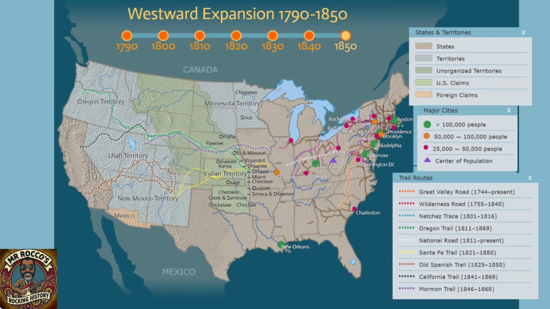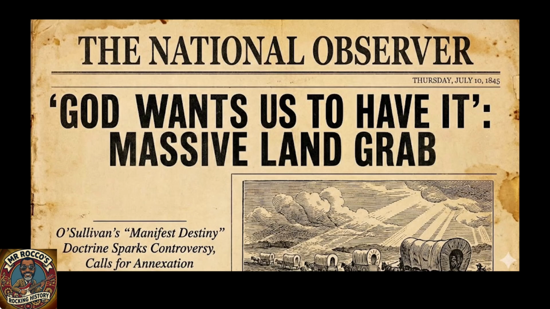By 1850, the physical size of the United States had tripled. People were beginning to blaze more trails west, and one of the most popular routes was the Oregon Trail, used by settlers traveling west. And here's the entire justification for this massive land grab. It came down to one single newspaper editor in 1845 who basically said, "God wants us to have it." But what did he mean by that?